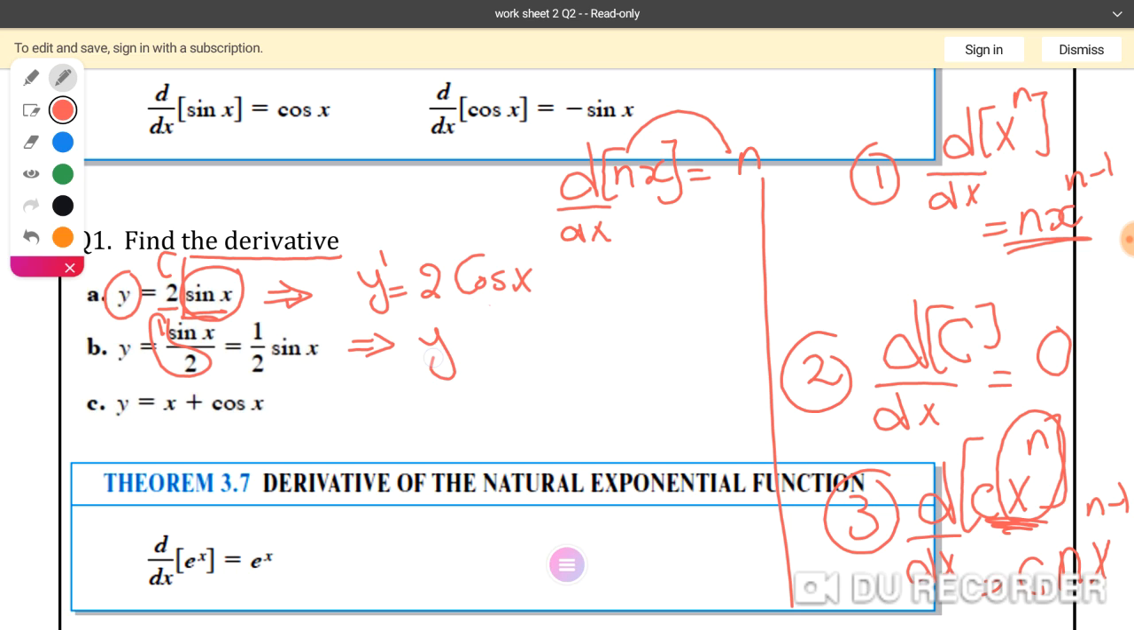By another way, y prime will be the derivative of sine x over 2, which is cosine x over 2. Over 2 means multiplying by a half, so it is half cosine x. Dividing by any number means multiplying by its reciprocal.